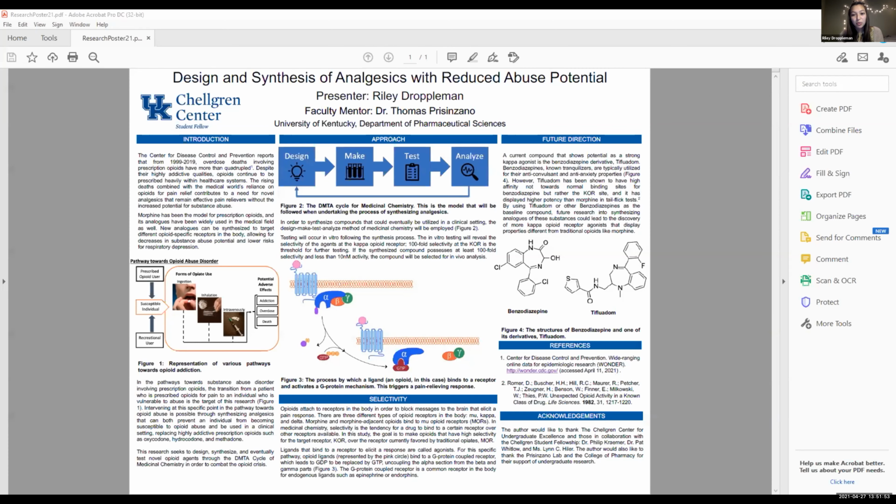So for the future, I'll be working with tiflodome, and especially this summer, I'm planning on making 20 analogs of tiflodome, and hopefully I'll be able to test most of those and see that they're agonists, and hopefully they work well enough that I can move it on to the next stage and do it in vivo as well, which is really exciting. So I am very excited to work with tiflodome and try to find ways to work against the opioid crisis that's currently happening in America, especially in Appalachia.